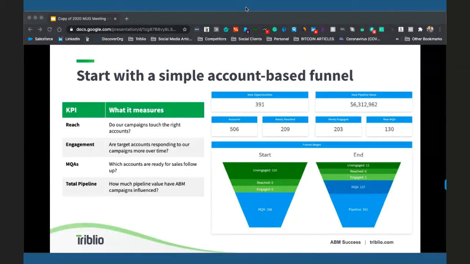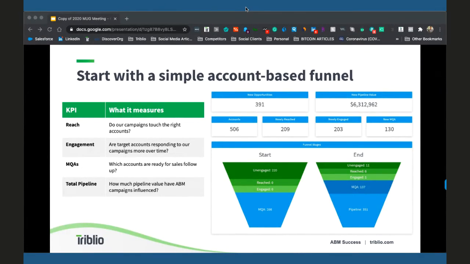I will say that demand gen never goes out the door, right? You're always going to track leads. You're always going to track those certain things that you're looking at with traditional lead generation. You just might, depending on the company, see a different balance of the importance or significance of those metrics. But what we always say is start with a simple ABM funnel.